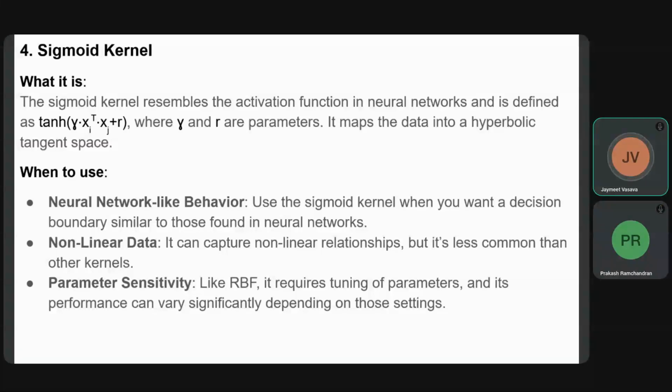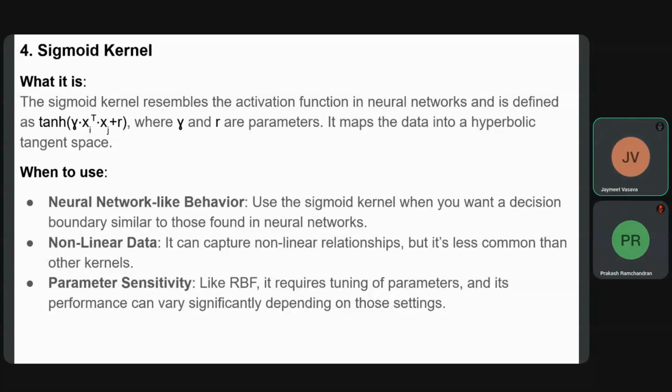Now the gamma term in the mathematical representation scales the dot product. A larger gamma gives more weight to the dot product, making the kernel more sensitive to the similarity between points. Conversely, a smaller gamma results in a less sensitive kernel. And r here is a constant term that can shift the function. It adjusts the output of the kernel. So a positive r can make the kernel value more likely to be positive, while a negative r can allow for more variability in the output.